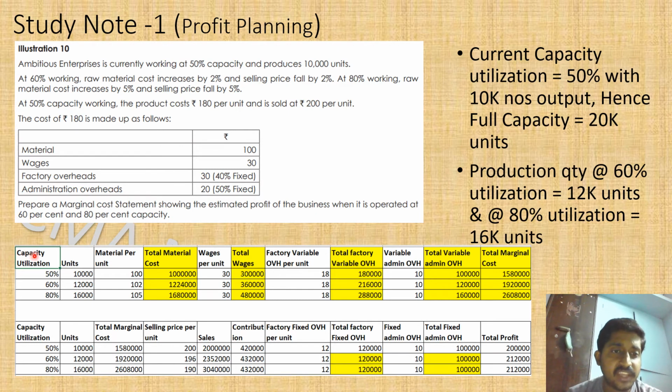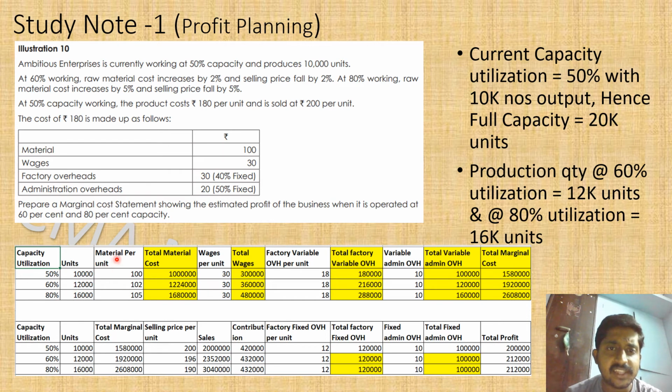Now we have three cases: the capacity utilization of 50 percent, which is the current scenario, and 60 percent and 80 percent. In all three cases, what will be the number of units sold? We have discussed 10,000, 12,000 and 16,000. The 12,000 and 16,000 have to be calculated; that is not given in the question.